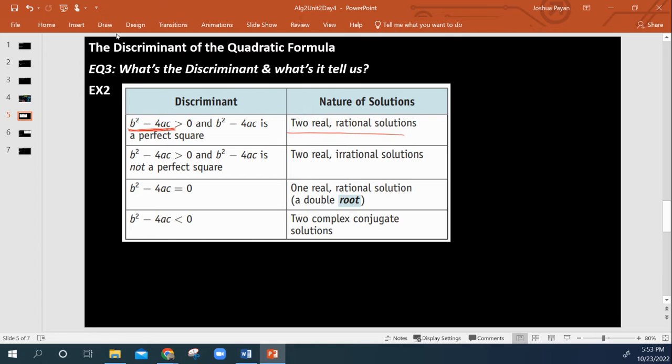Oh, and I forgot to get particular, and if it's a perfect square, right? So let's say b squared minus 4ac is equal to something like 25, right? So that is greater than zero, and it's a perfect square. Okay, so because it's a perfect square, that means we're going to get two real rational solutions, and that's because the square root of 25, you know, is going to be equal to plus or minus 5, right? So two real rational solutions.